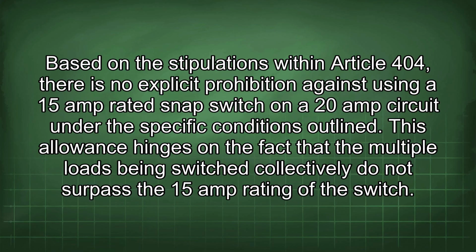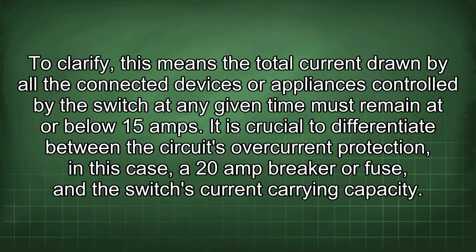This allowance hinges on the fact that the multiple loads being switched collectively do not surpass the 15 amp rating of the switch. To clarify, this means the total current drawn by all the connected devices or appliances controlled by the switch at any given time must remain at or below 15 amps. It is crucial to differentiate between the circuit's overcurrent protection, in this case a 20 amp breaker or fuse, and the switch's current carrying capacity.